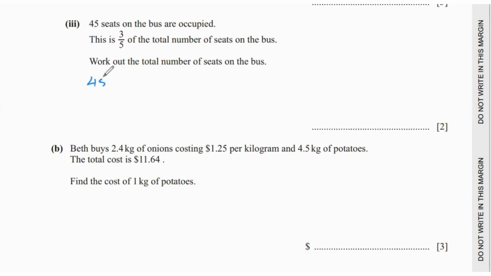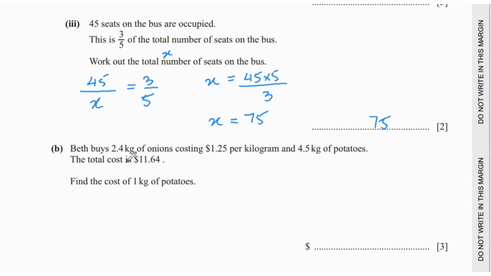So 45 over x, where x is the total number of seats, is the same as 3/5. 45 are occupied, x are total. And they say that 45 seats is basically 3/5 of the total number of seats. So x is going to be 45 times 5/3. That gives us 75.